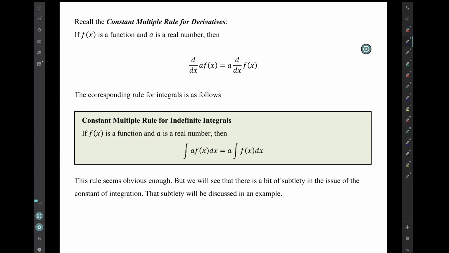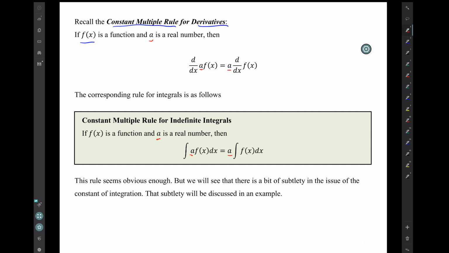Now, recall the constant multiple rule for derivatives. If f of x is a function and a is a real number, then the derivative of a times f of x equals a times the derivative of f of x. The corresponding rule for integrals is as follows. If f of x is a function and a is a real number, then the integral of a f of x equals a times the integral of f of x.